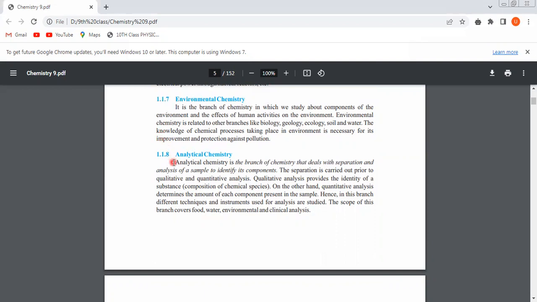Analytical chemistry. Analytical chemistry is the branch of chemistry that deals with separation and analysis of a sample to identify its components. The separation is carried out for qualitative and quantitative analysis. Qualitative analysis provides the identity of a substance, the composition of chemical species. On the other hand, quantitative analysis determines the amount of each component present in the sample. Hence, in this branch, different techniques and instruments used for analysis are studied. The scope of this branch covers food, water, environmental, and clinical analysis.